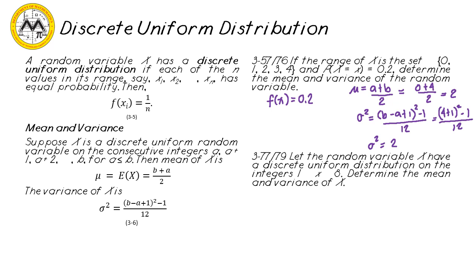Next, let the random variable x have a discrete uniform distribution on the integers from 1 to 8. Determine the mean and variance of x. So for this, the possible values of x would be 1, 2, 3, 4, 5, 6, 7, and 8. So the mean is 8 plus 1 over 2. So that's 4.5.